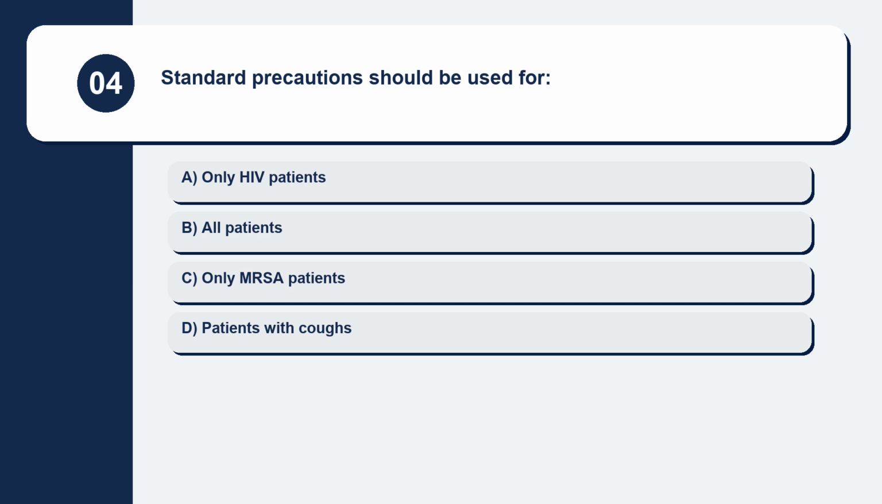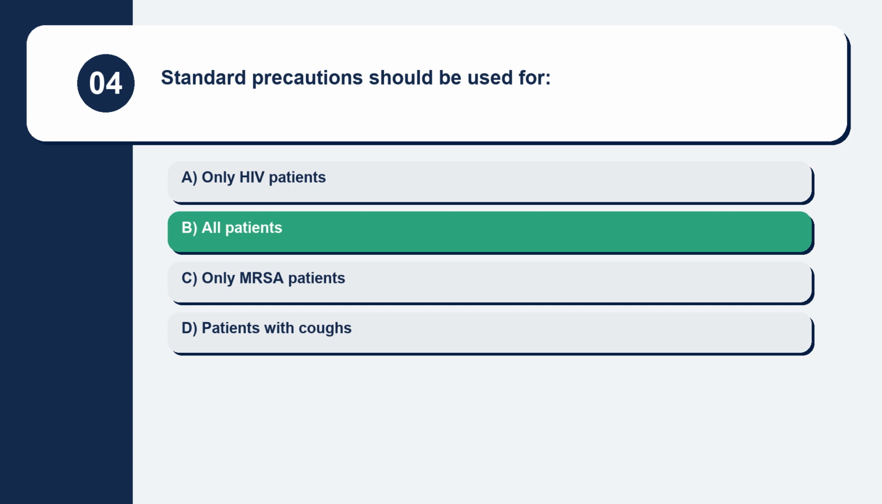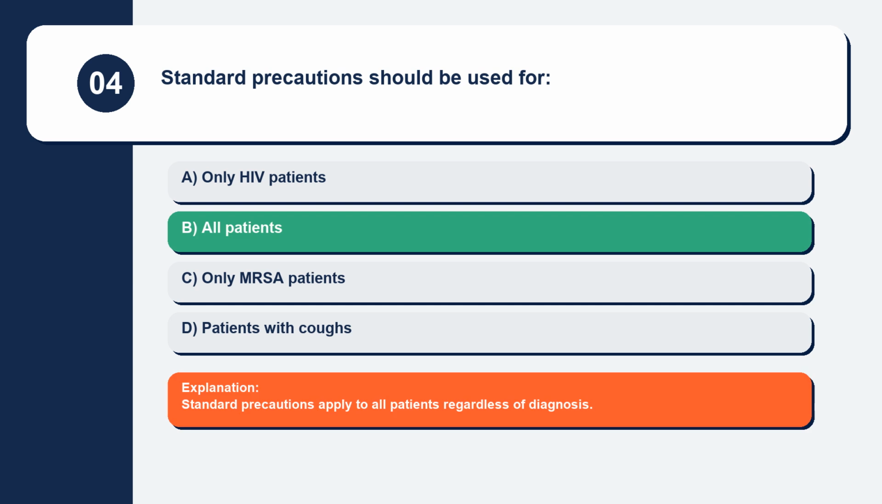Question 4. Standard precautions should be used for only HIV patients, all patients, only MRSA patients, patients with coughs. Standard precautions apply to all patients regardless of diagnosis.